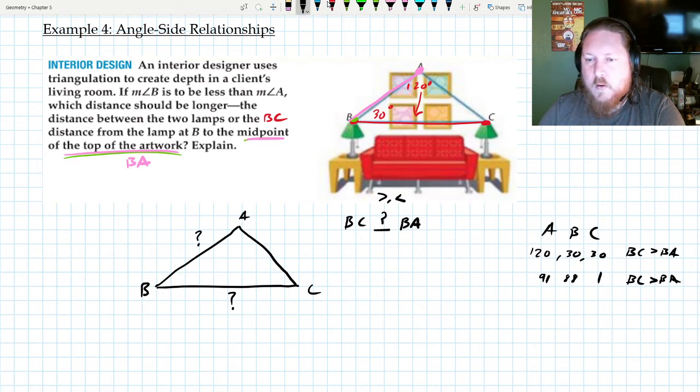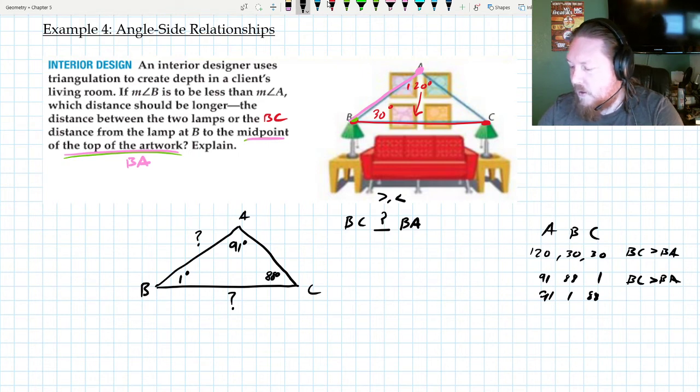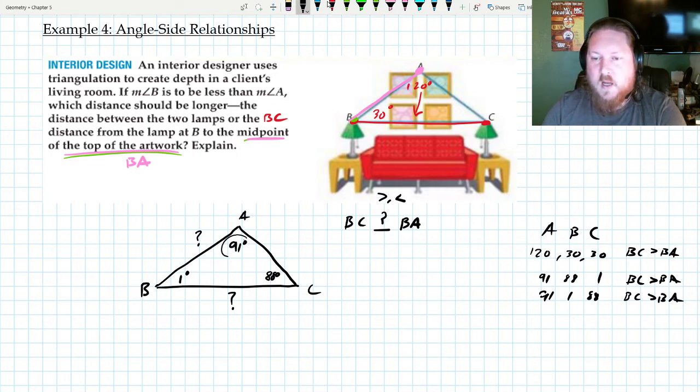Let's try it where A is 91 degrees again, so still obtuse. But let's say this is where 1 degree is. That would mean you'd have to have 88 over here on C. So 91, 1, and 88. That would mean that BC is still bigger than BA, because 91 is still bigger than 88.